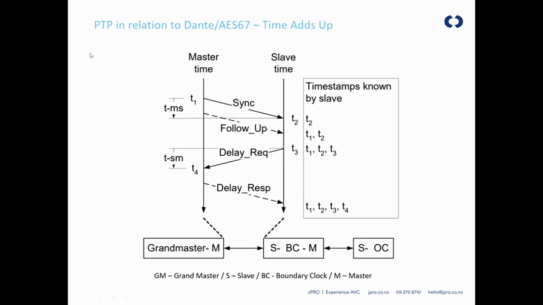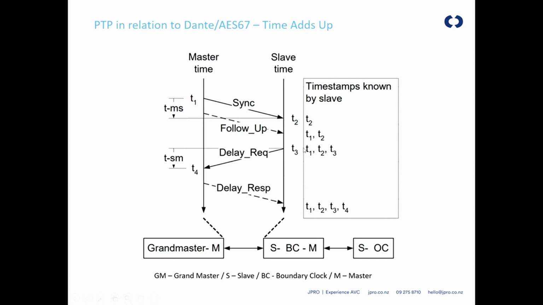So PTP in relation to Dante and AES67, time adds up. With this syncing thing, as we're sending messages off on the master clock, this is what I showed you before. You'll see that this time variable gets worked out to how much delay there is. I wanted to show you this to understand that the larger the network, the more time you're going to add, the more latency. So where you place your master clock system and how far it needs to run down to the final point adds latency.